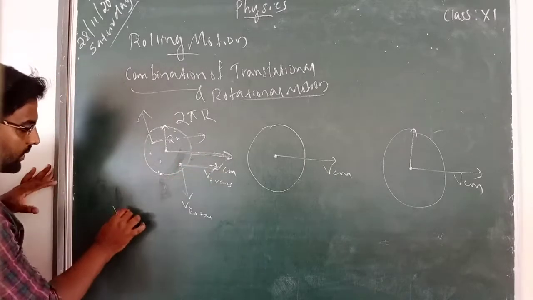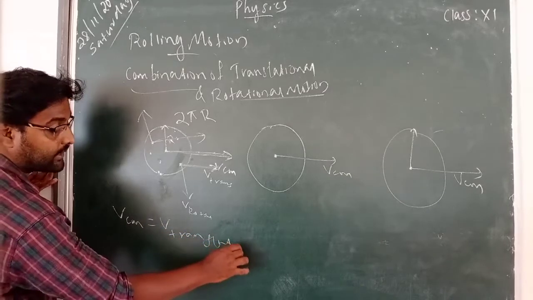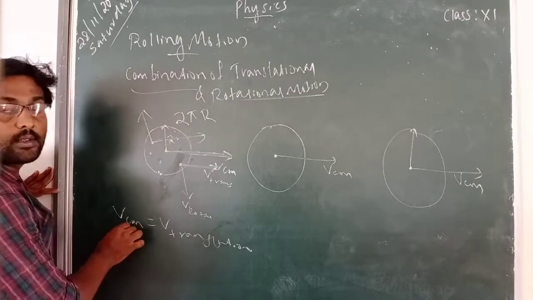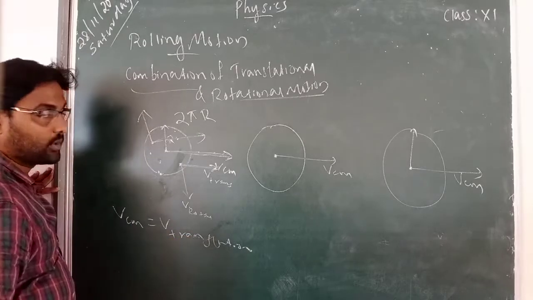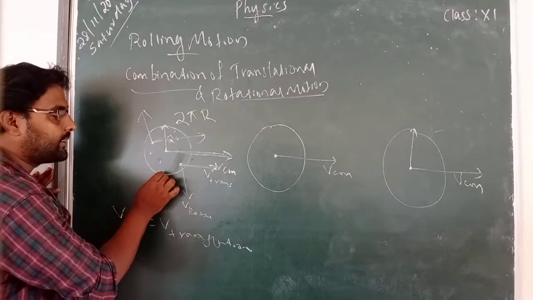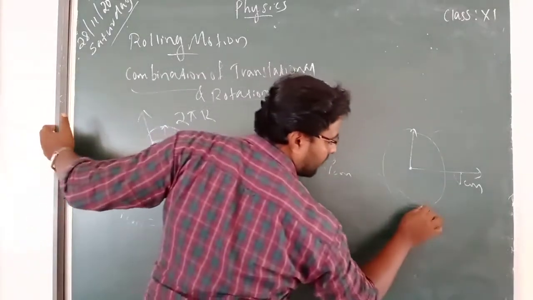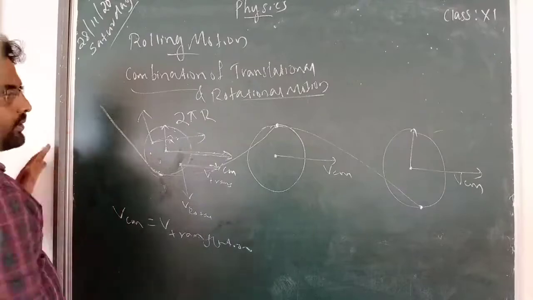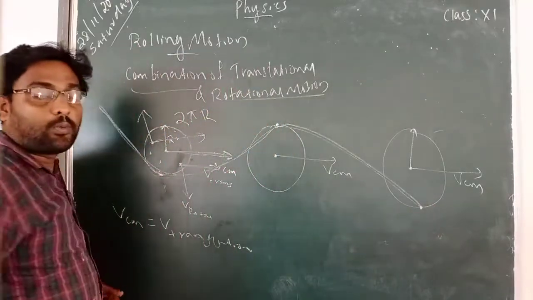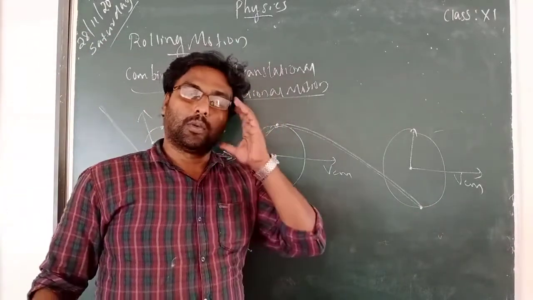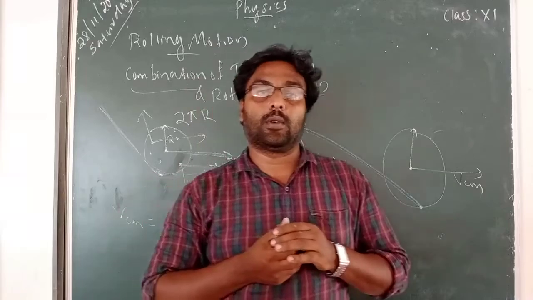So here you can write, based on this, V_CM is equal to V translational. It means the center of mass always moves in a straight line path, so it possesses translational motion. The remaining points on the edges move like a cycloid. This is the movement which shows the point at the edges. So remember this point: here we are studying the combination of translational and rotational motion.